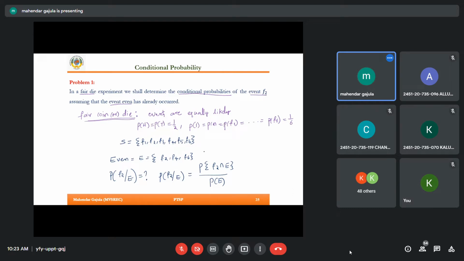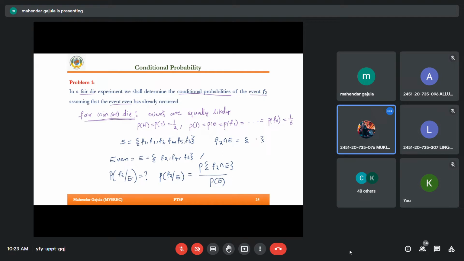Let us write what is F2 intersection E. Can someone tell me what are the elements in F2 intersection E? F2 is a phase itself. Only F2. Yes. The common element between F2 and E is F2. Now, can you tell me what is the probability of this F2 intersection E? How many possible outcomes? 6 outcomes. Out of this, how many are favorable to F2 intersection E? Only one, right?